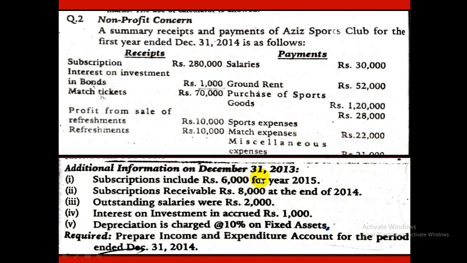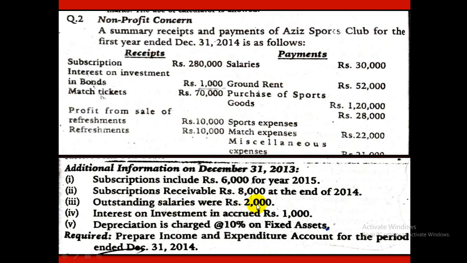Additional information on December 31 is: subscription includes 6,000 for the year 2015. It means this subscription amount of 2,80,000 includes some amount which has been received in advance. So this 6,000 should be treated as unearned subscription income, and it should be subtracted from this amount in order to calculate the final amount of subscription income. Subscription receivable for the year 2014 is 8,000. It means this is their earned income which they had not received, so this 8,000 should be added.